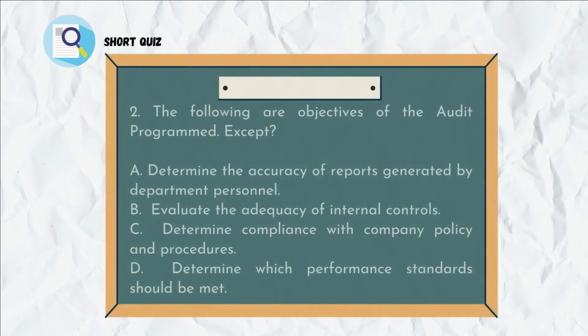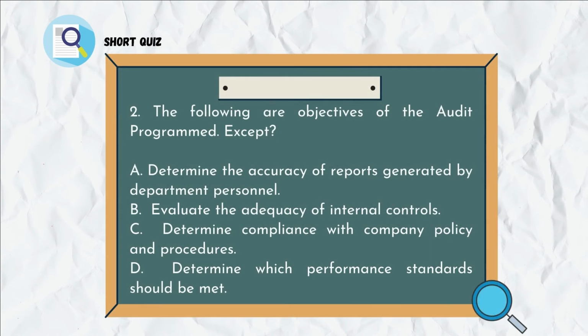5. For the second question, the following are objectives of the audit program, except A. Determine the accuracy of reports generated by department personnel. B. Evaluate the adequacy of internal controls. C. Determine compliance with company policy and procedures. D. Determine which performance standards should be met. The answer is D. Determine which performance standards should be met.